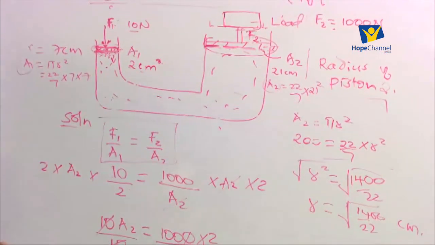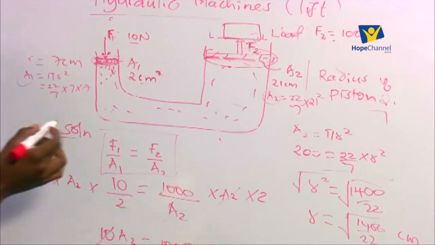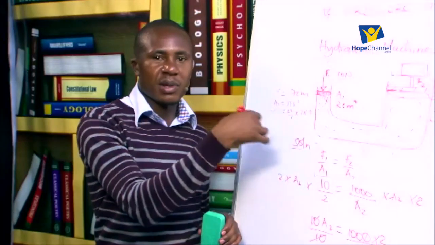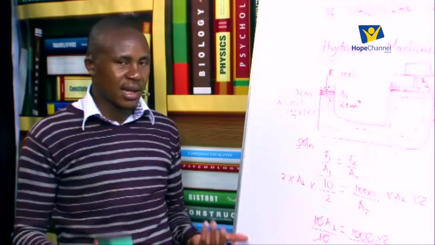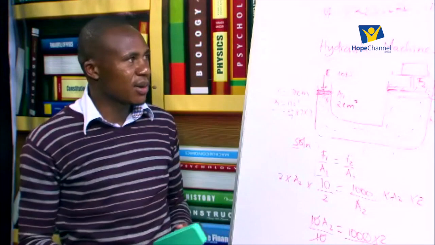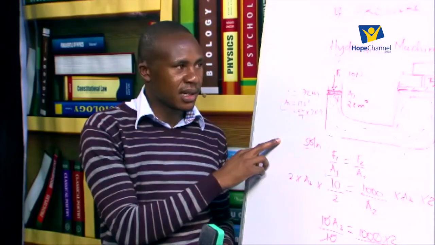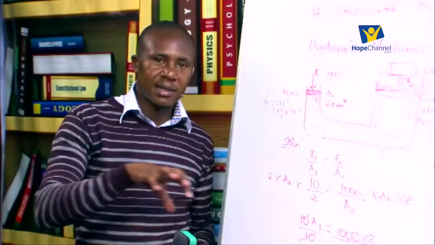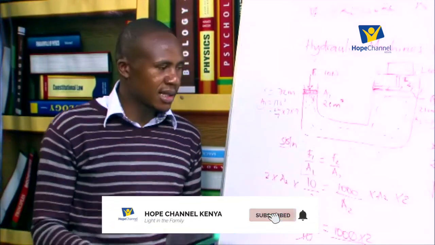So you only need to be careful and see what is indicated on the diagram. It's not always that you'll be given the area. Sometimes you'll be given the radius, sometimes you'll be given the diameter. So you need to first get the area, then you use it in the calculations. So that is the first application of the principle of transmission of pressure. We call it the hydraulic lift. It makes our work so simple when it comes to mechanics, for those people who repair cars and the like.